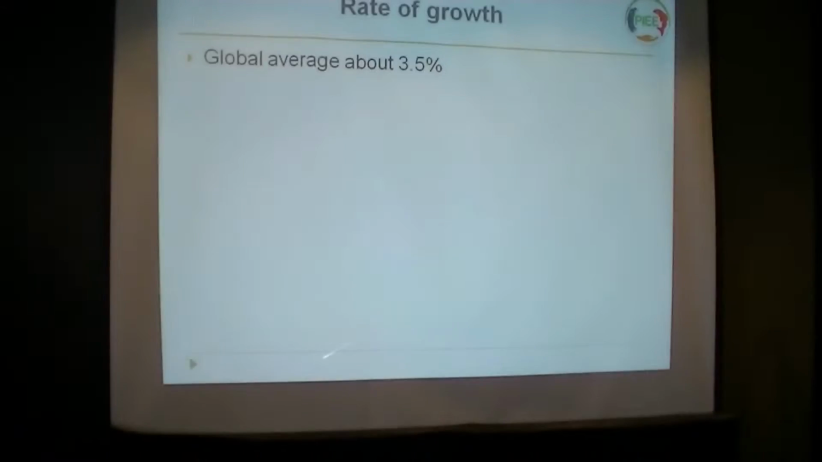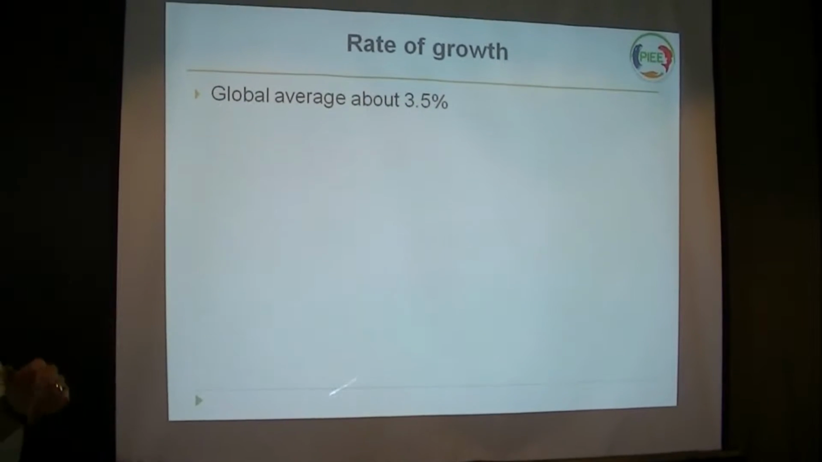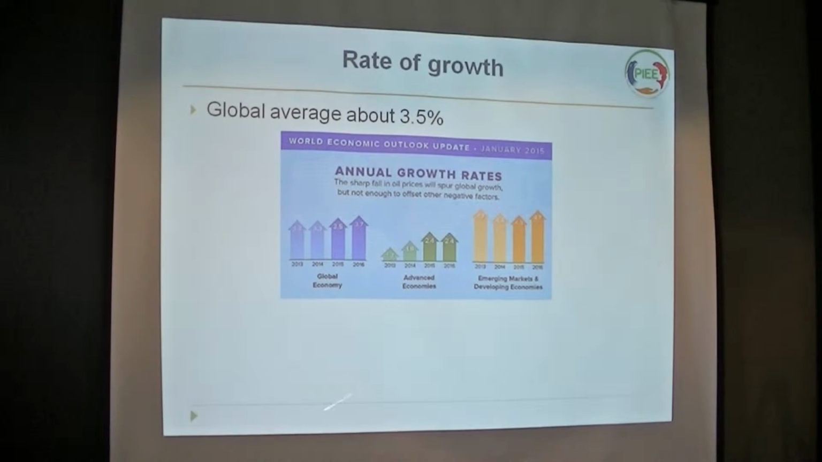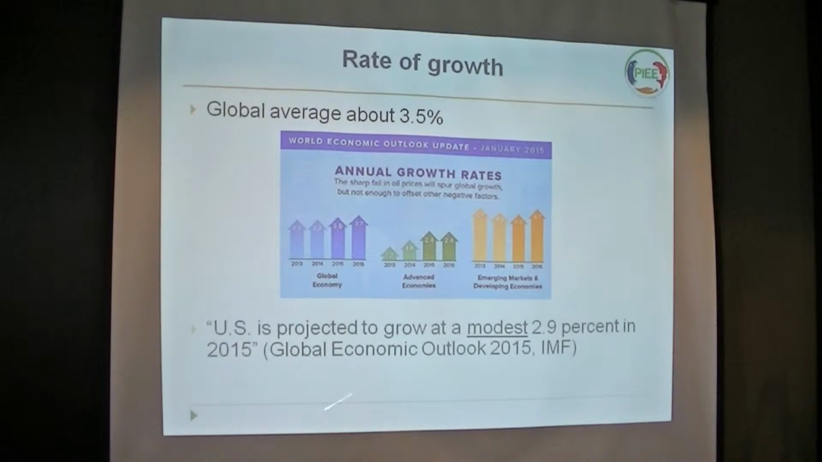But what is the rate of growth? The global average of economic growth in all economies is about 3.5%. And this is considered to be moderate. It's not very high. But you have different countries that grow at different rates. China and India, for instance, grow at 5%, whereas the US is now expected to grow at 2.9%. Yes? Is this yearly? This is every year, yes. So this is what we expect the economies to grow every year, year after year, okay? And the US is expected to grow at 2.9%.